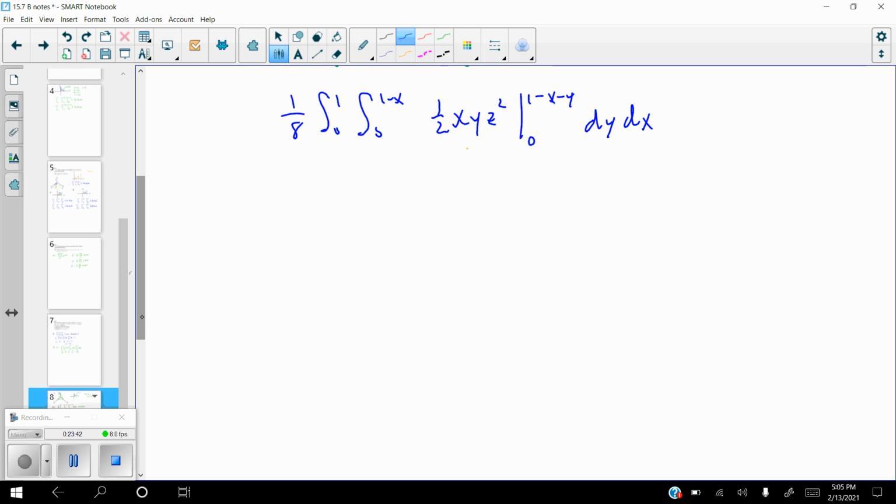All right, I'm going to go ahead and pull the 1/2 out to the front. I'm going to start over here because this could get a little bit lengthy. 0 to 1, 0 to 1 minus x. All right, so now substituting 1 minus x minus y in, we're going to get x, y, 1 minus x minus y squared dy dx.